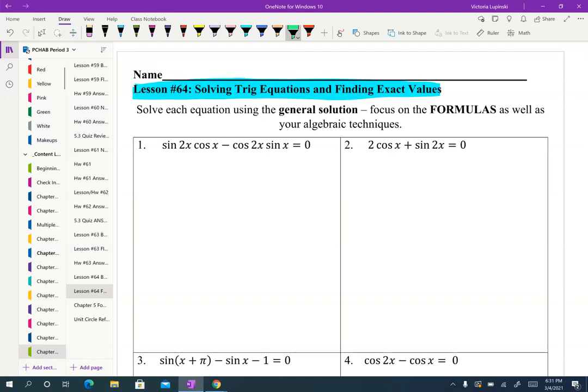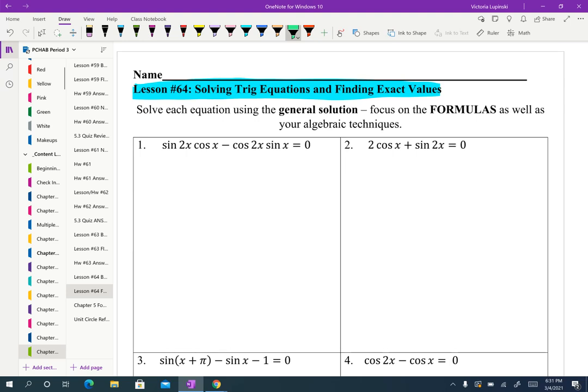All right, welcome everybody. Today we're going to talk about lesson number 64, and this is all about solving trig equations and finding exact values. Now, if those two things sound familiar, we have already done both of those. We're just going to extend upon them today using some of the different formulas that we've been using in the second half of the chapter.